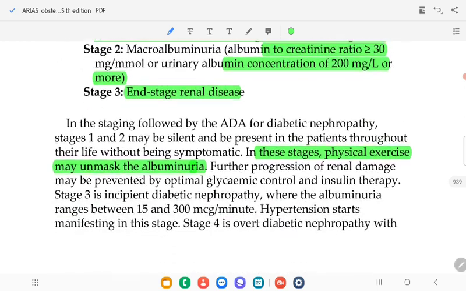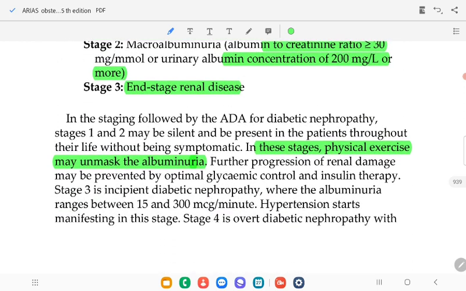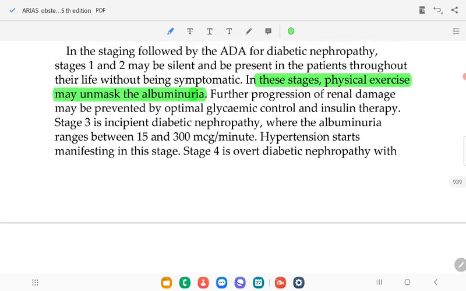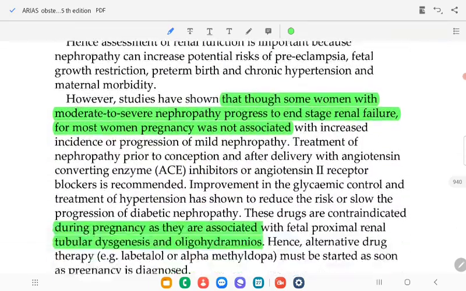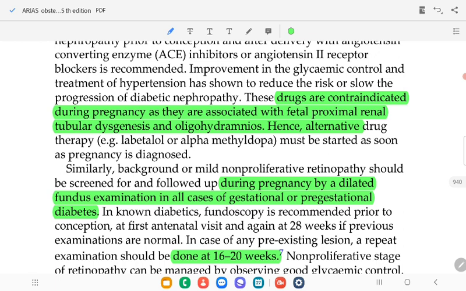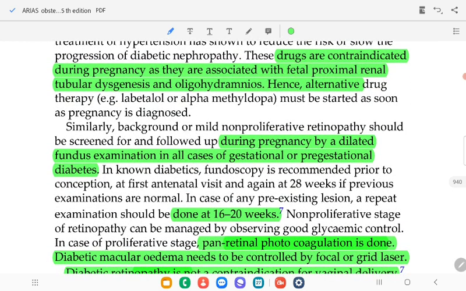End-stage renal disease. In this staging followed by ADA, diabetic nephropathy stage 1 can be silent, present in the patient throughout life without being symptomatic. In this stage, physical exercise may unmask the albuminuria. Further progression of renal disease can be prevented by glycemic control and insulin therapy. Drugs like ACE inhibitors are contraindicated during pregnancy as they cause fetal proximal renal tubular dysgenesis and oligohydramnios. Alternative drug therapy like labetalol and alpha methyldopa must be started as soon as the pregnancy is diagnosed.